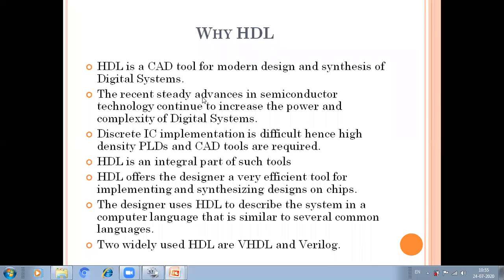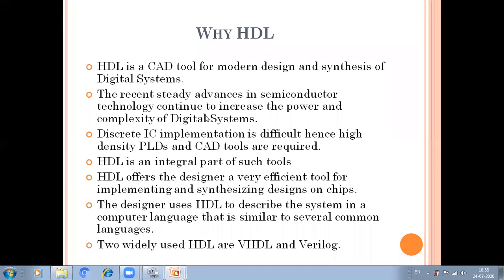The recent steady advances in semiconductor technology continue to increase the power and complexity of digital systems, right? Already with the MOS transistor theory we covered the complexity of digital systems, as well as how power increases when the complexity of digital systems increases. All of that we have already covered in the first unit. Okay. Discrete IC implementation is difficult, hence high density PLDs and CAD tools are required. Right. So here, the complexity of digital circuits.